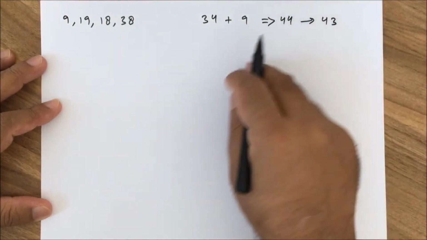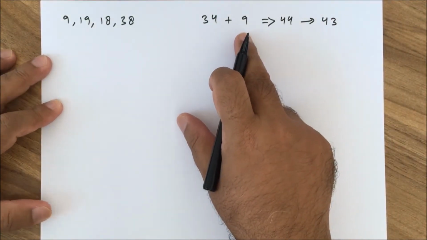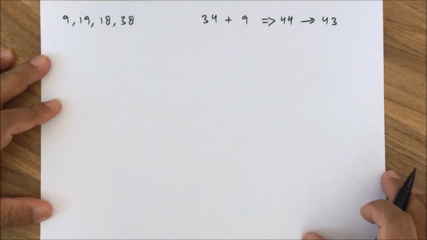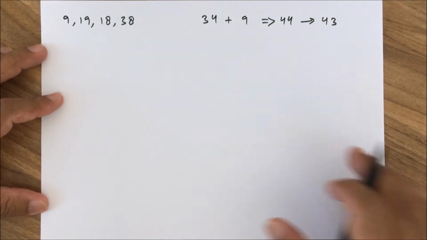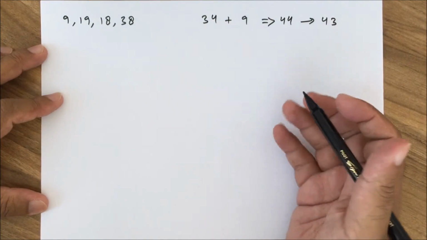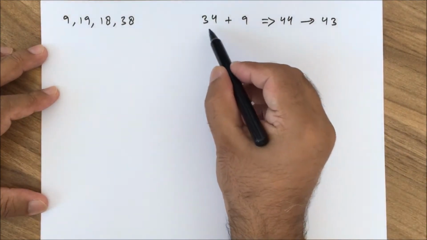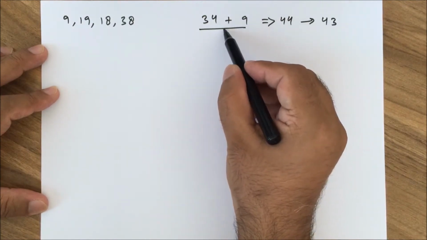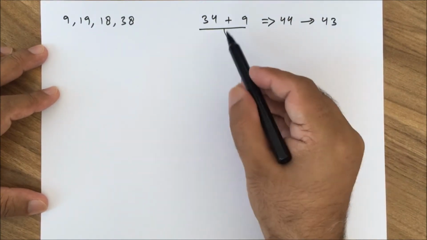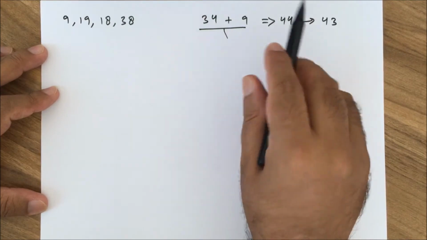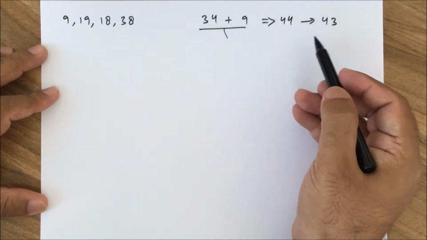43. So instead of adding 9, we should add 10 and take away 1. Why? Because 9 is near 10, that fact we can use to our advantage. So instead of 9, add 10. Adding 10 is easy, just jump once. 34 will become 44 and then 43.